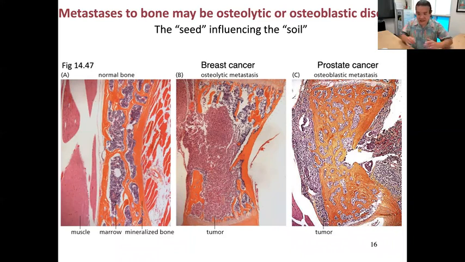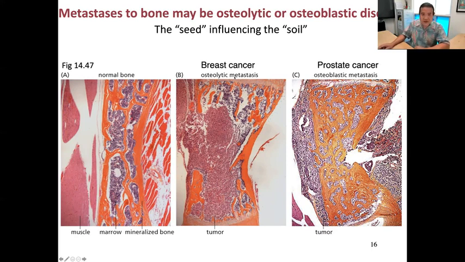But here, this is the last slide for today, is a great example, again, of how different seed and soil combinations can lead to very different phenotypes and expression of different tumor types. So here's normal bone, the first panel on the left, and this is some skeletal muscle on the right. Here is the bone. You can see the orange parts are the mineralized bone, the healthy bone, and in between are pockets of the bone marrow.